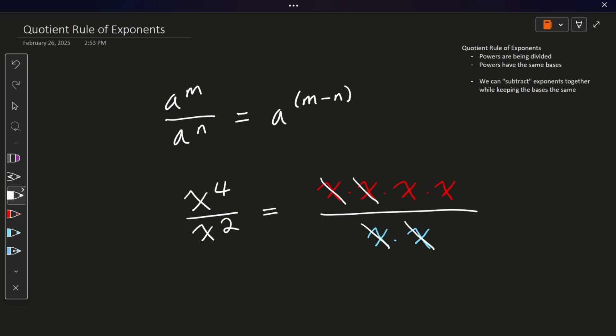Since there's nothing left in our denominator, our equation simply becomes x times x, which is x to the power of 2, which is the same result we would have gotten had we applied our quotient rule to our original equation.